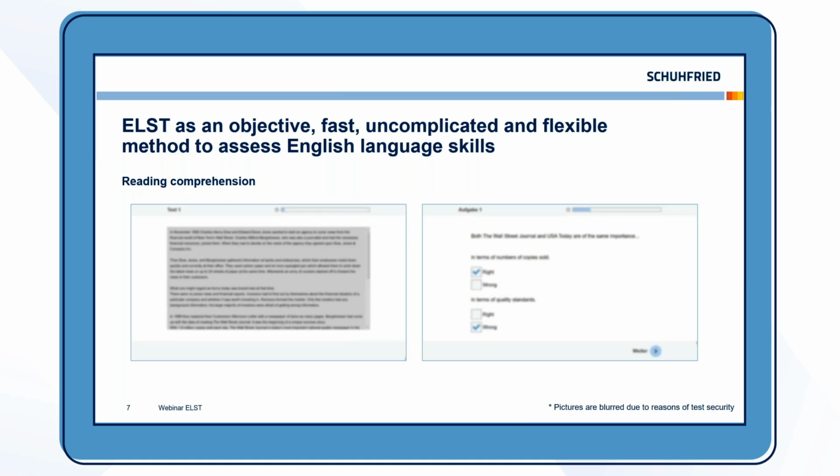The subtest reading comprehension. In this test, there are two phases. In the first phase, you see a text and you have to read this text in a limited amount of time. And afterwards, you get specific questions referring to this text. The difficulty of the text is influenced by various characteristics, such as sentence length, degree of abstraction, or the frequency of word usage in the text.